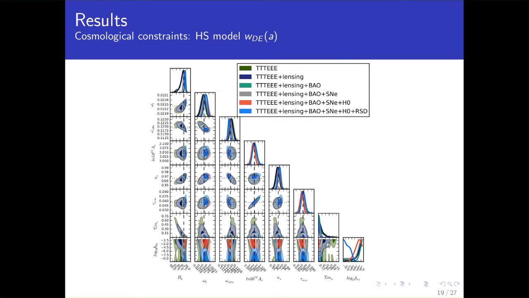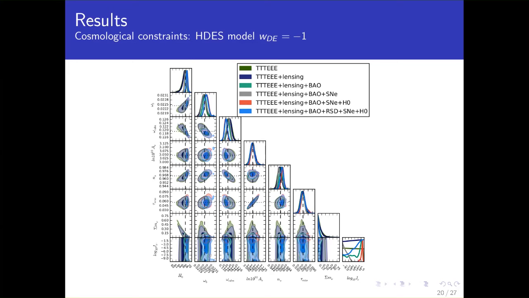We also implement the Hu-Sawicki model, but the results are pretty similar to the previous case. All the parameters in common with lambda CDM agree very well with the Planck results. And for the neutrino mass and the modified gravity parameters, conclusions are similar for the two f of R models.